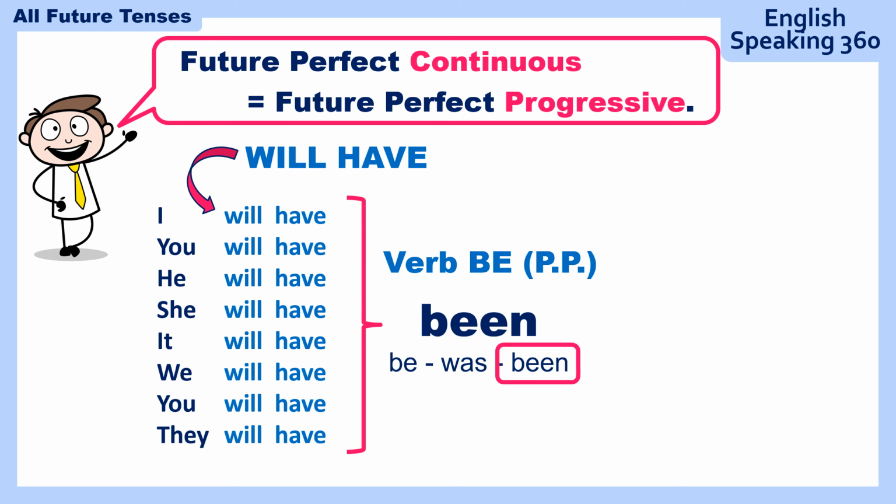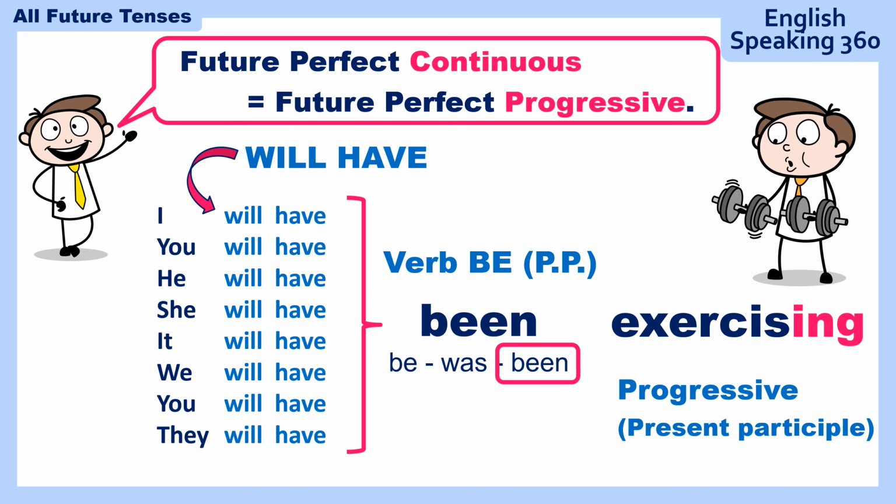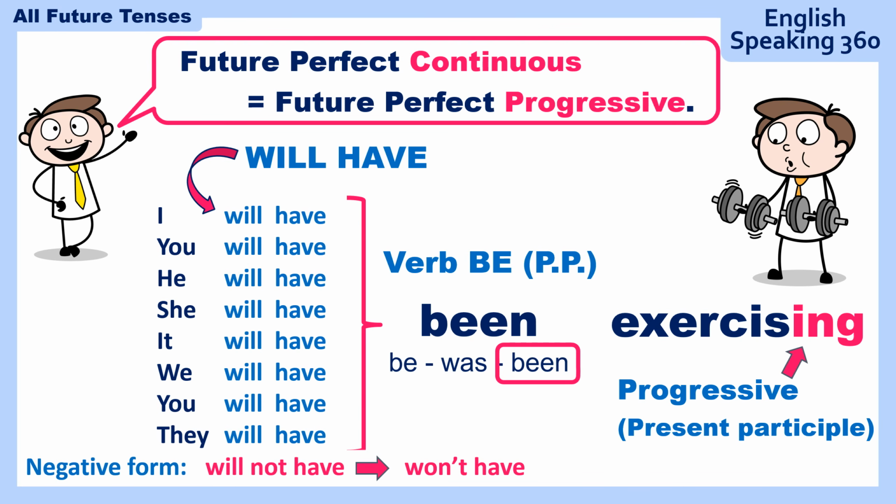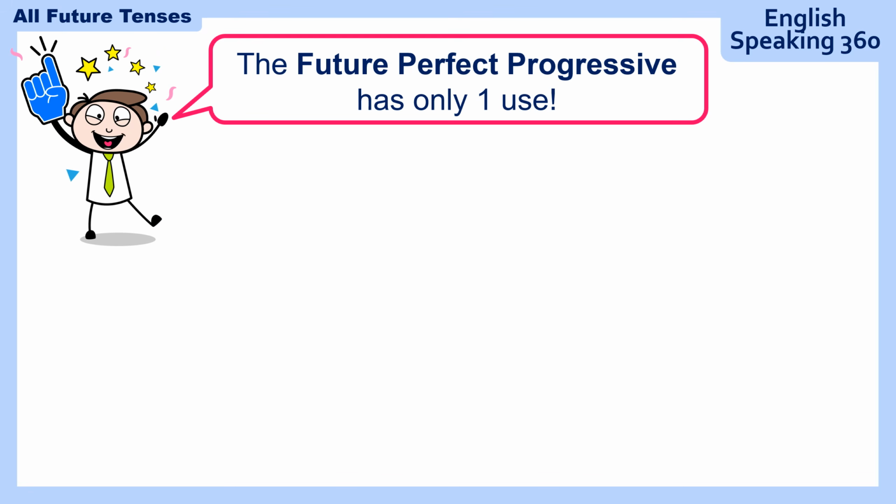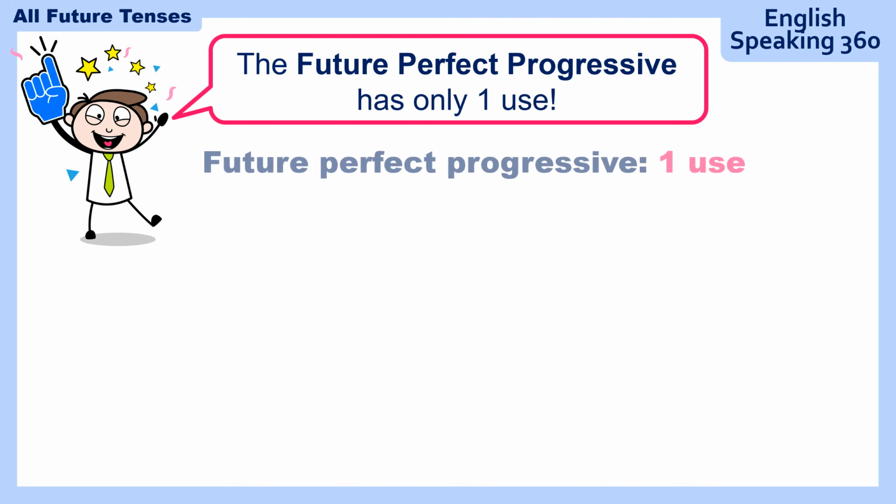I will have been plus the ing form. That is the progressive form, the present participle. So I will have been exercising, you will have been exercising. In the negative form, I will not have been exercising or I won't have been exercising. The future perfect progressive has only one use, so you're very lucky.